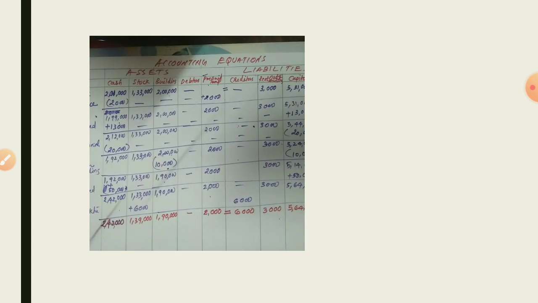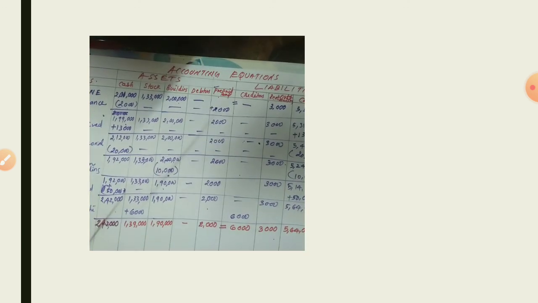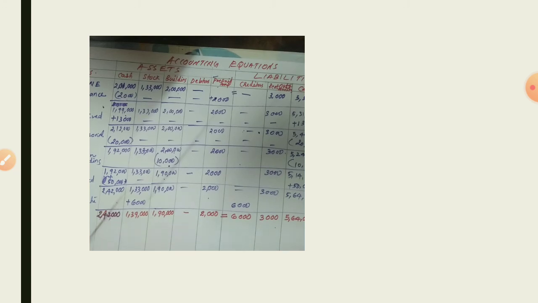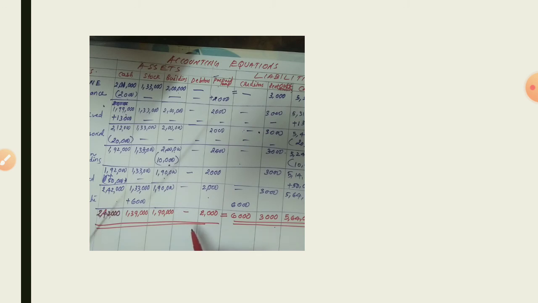Okay. Now assets is equal to liabilities. So if you want, you can add and check. Both the side we can check. So it will tally both the side. Okay. So this is called accounting equation. Understood? So this way analyze each transaction.